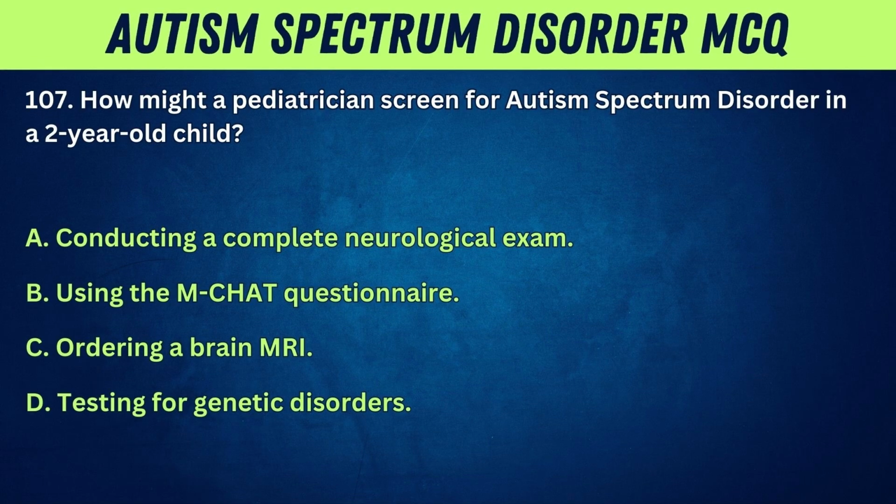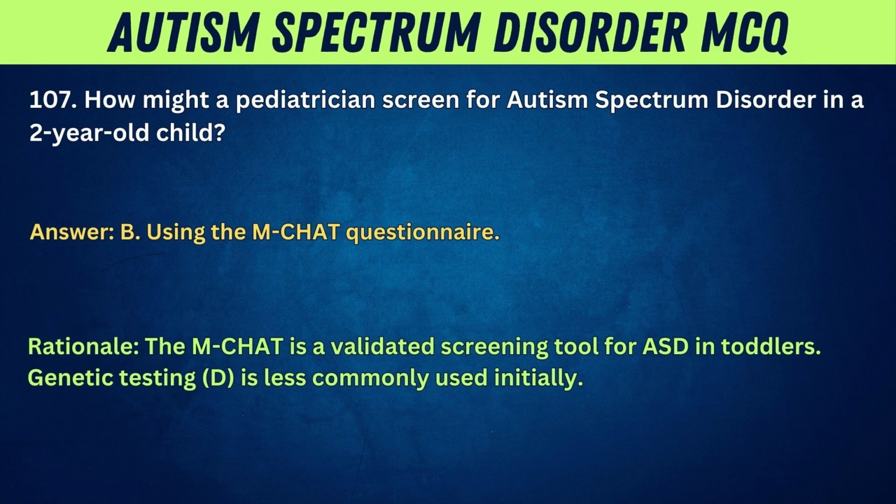107. How might a pediatrician screen for autism spectrum disorder in a 2-year-old child? A. Conducting a complete neurological exam. B. Using the MCHAT questionnaire. C. Ordering a brain MRI. D. Testing for genetic disorders. Answer: B. Using the MCHAT questionnaire. Rationale: the MCHAT is a validated screening tool for ASD in toddlers. Genetic testing, D, is less commonly used initially.